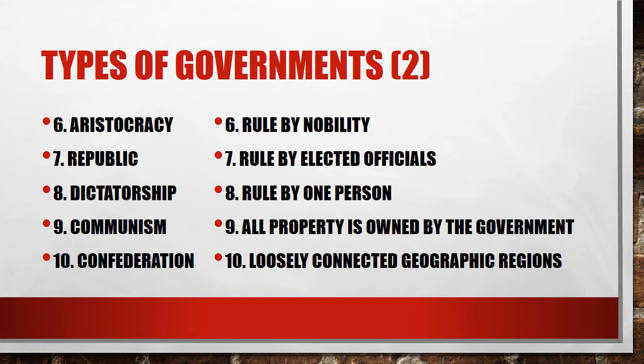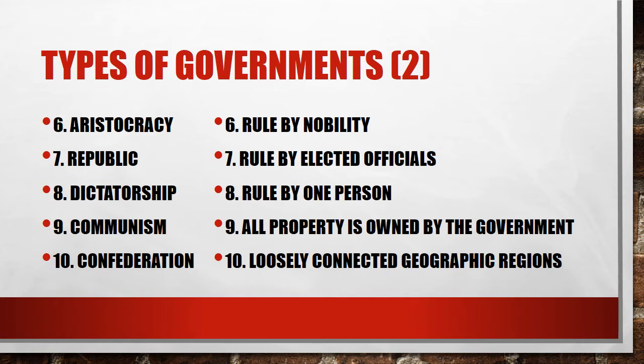Number 8 is a dictatorship, and this is ruled by one person. The most famous example of a dictatorship would be Nazi Germany. And in Nazi Germany, Hitler was the one person in control. No one else could usurp him. He was the guy in power.